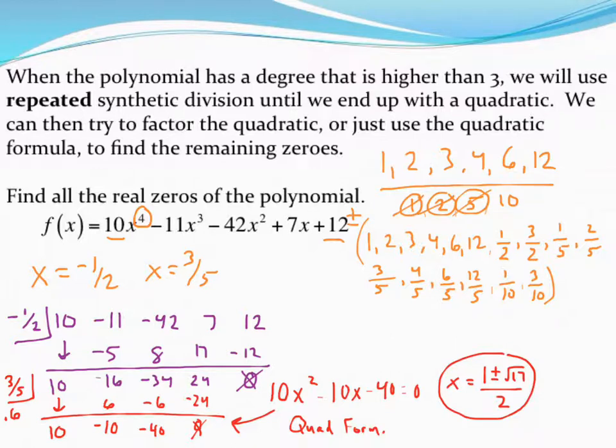So that's 2 of my zeros, and then if I want to list them all in the same place, my other zeros that I found from the list were negative 1/2 and 3/5. So there is all 4 zeros to this polynomial.